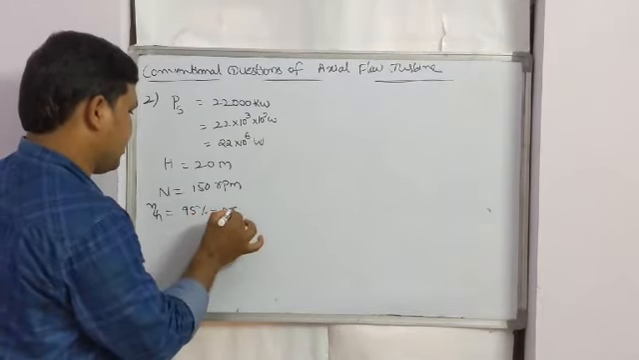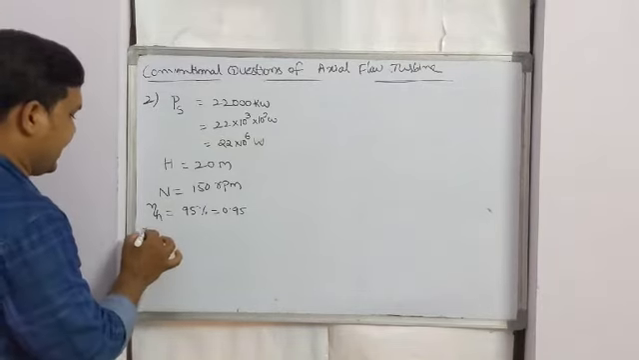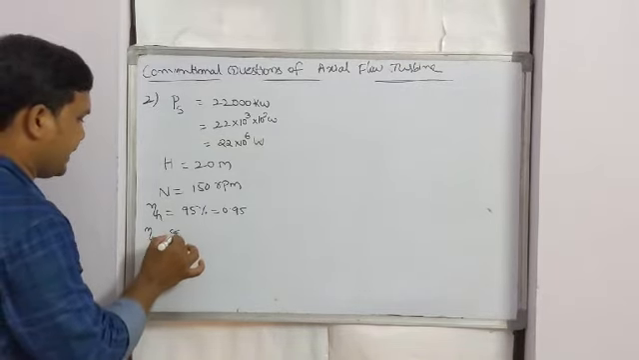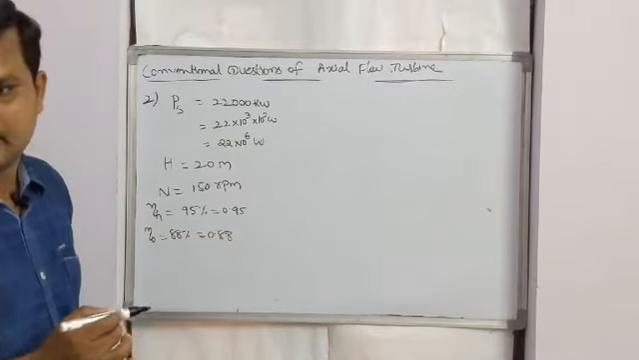95% is nothing but 0.95 in fraction. Overall efficiency is given as 88%. 88% in fraction is written as 0.88.